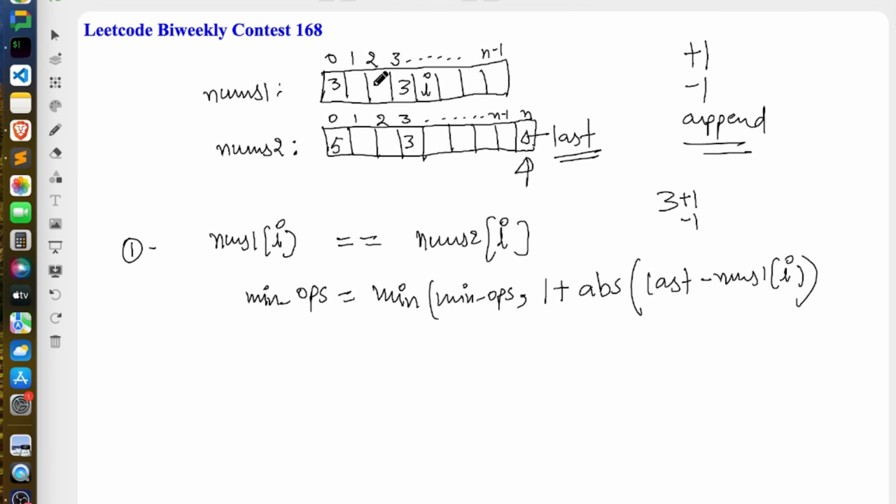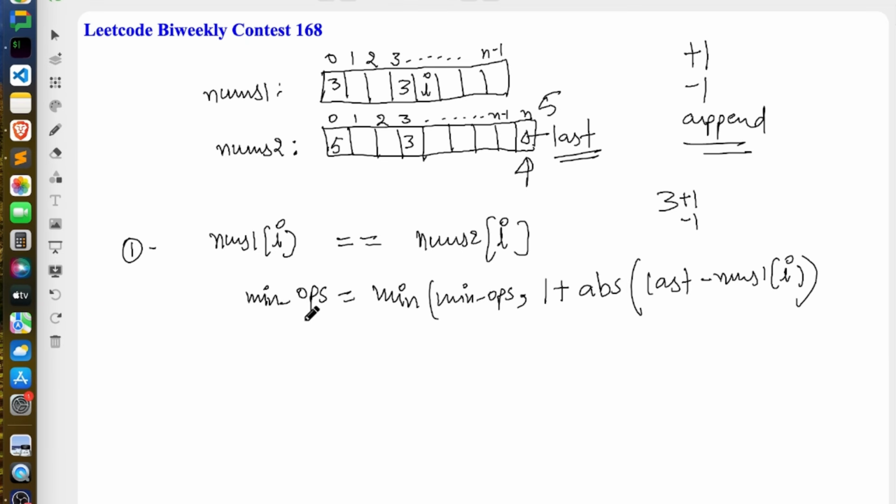Let's understand from an example. Let's say the number was 3 and the last number was 5. What we can do, we can apply an append operation. So one operation to append. After that this number would be 3. Then we can apply 2 plus 1 operations, right? So that 3 can be converted to 5. So now we have achieved 5, right? That's why 1 plus the absolute value of last minus nums1 of I.